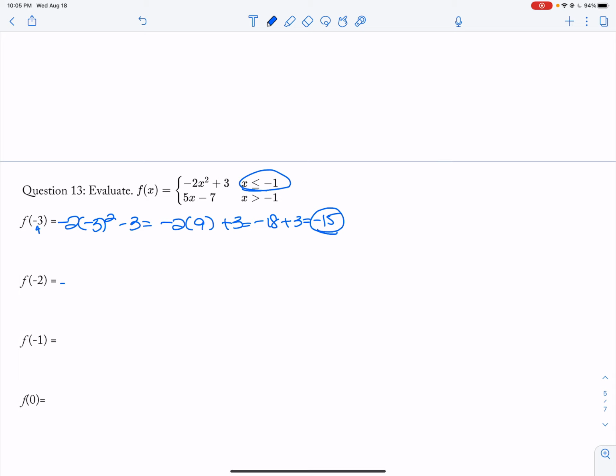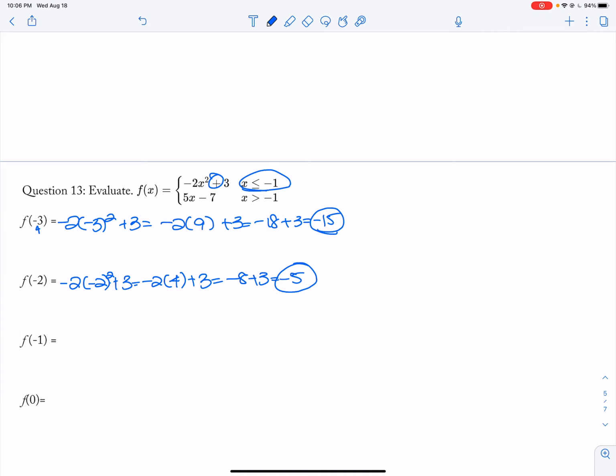-2 also still goes to the top equation, so -2 times -2 squared minus 3. So that's -2 times 4 minus, oops, not minus, plus 3. And then -8 plus 3, so that gives me -5. My equation is plus 3, not minus 3, so I messed that up.